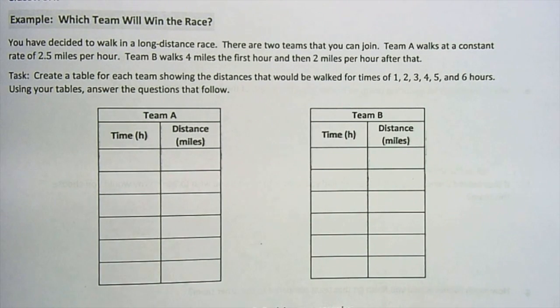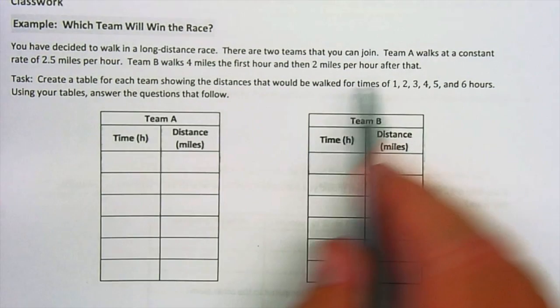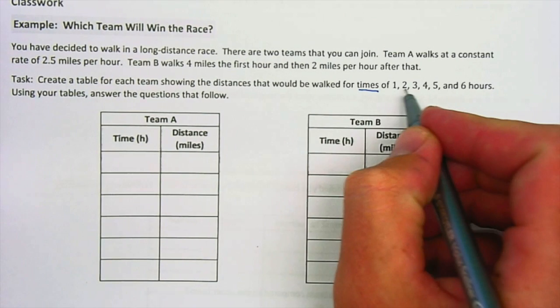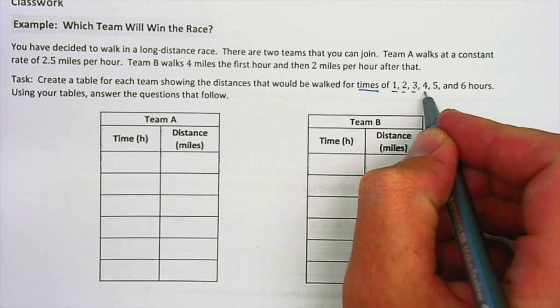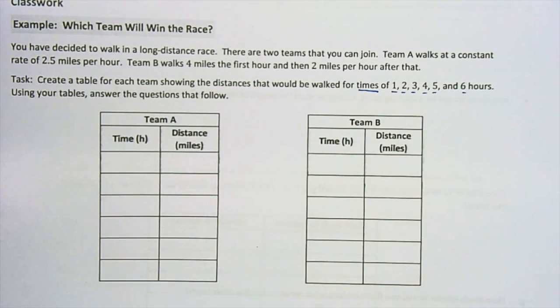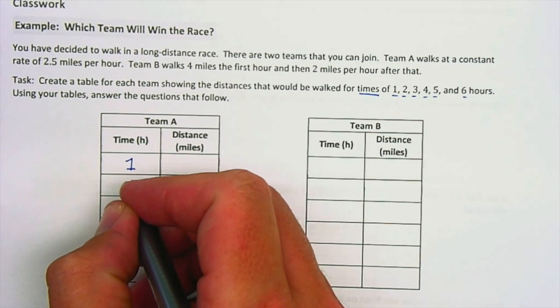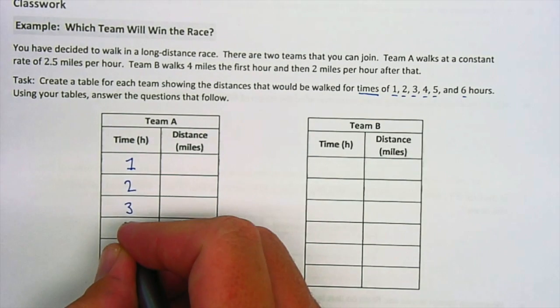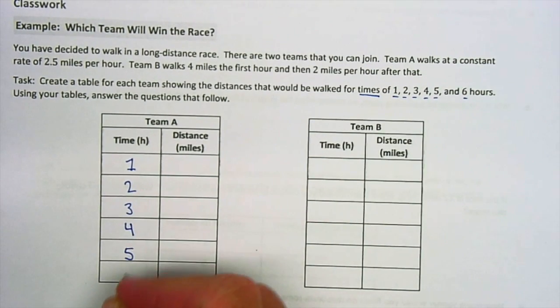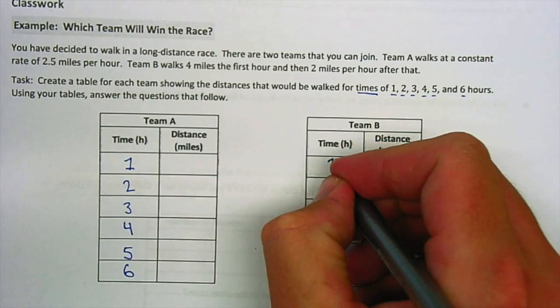So first thing that we need to do is create the table. And we're looking at times of 1, 2, 3, 4, 5, and 6. So we can fill those in for both of our tables. So we know that we're looking at times 1, 2, 3, 4, 5, and 6 hours. And that's for both sides.